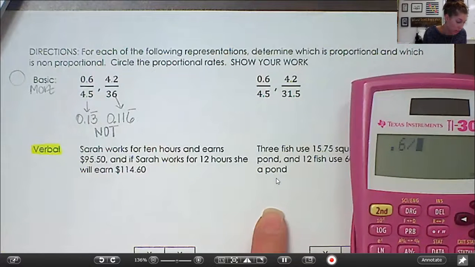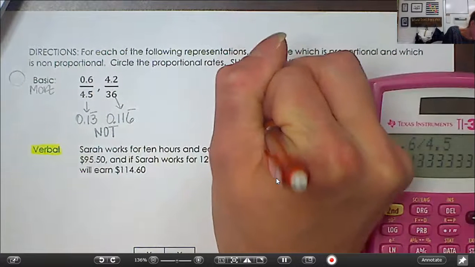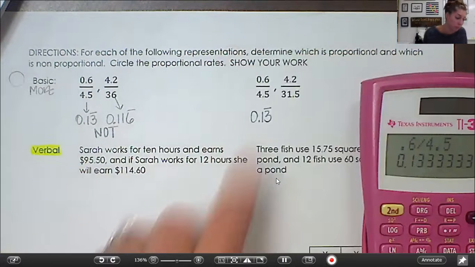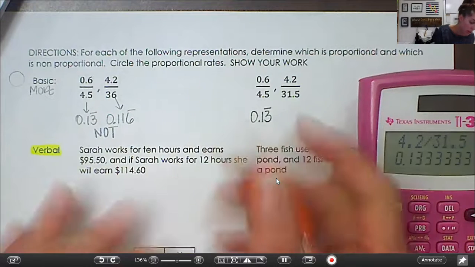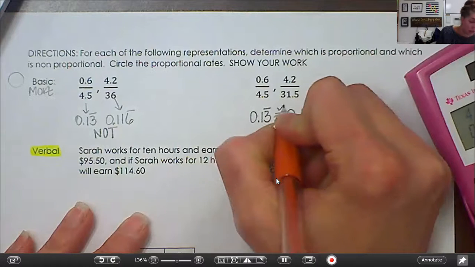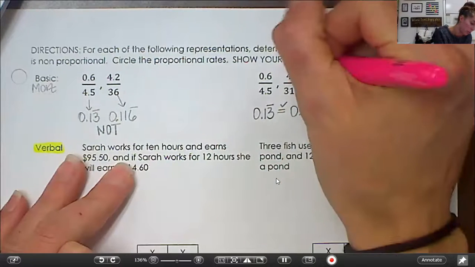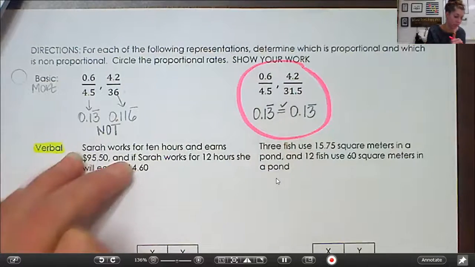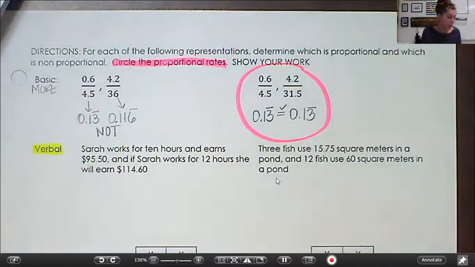All right, so I have 0.6. Oh, I guess I already did that one technically. There we go. 4.2 divided by 31.5. There we go. Those two are equal. Therefore, those are the ones that form a proportion. So I'm going to circle this one. Circle the proportional rates. Okay.